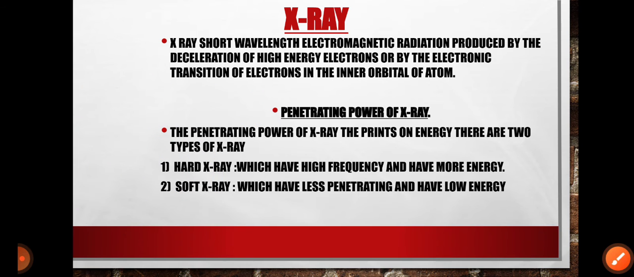Then the penetration power of X-ray. These are the two types: hard X-ray and soft X-ray. The hard X-ray has high frequency and more energy, and soft X-ray has less penetration power and lower energy.